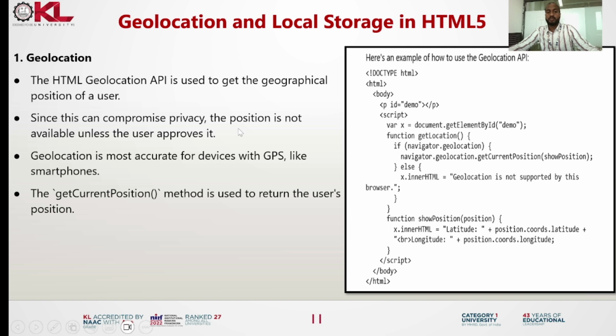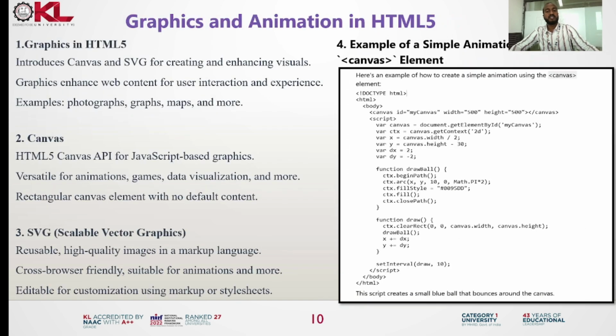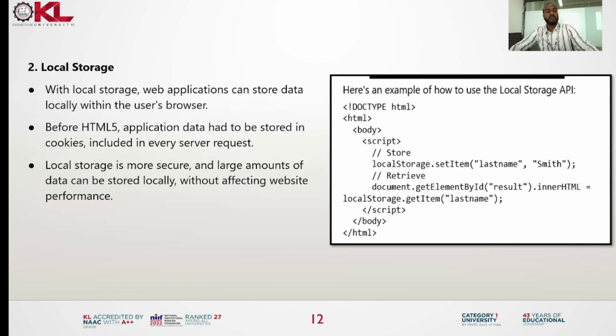Since this can compromise privacy, the position is not available unless the user approves it, right? Geolocation is most accurate on devices with GPS, like a smartphone. The getCurrentPosition method is what we are using to get everything, right? Here you just remember one point: we should know the latitude and longitude of a particular position. By making use of all these things, we can get the location of a person. This is an application we are now using in any smartphone. These enhanced versions are not available under any HTML version other than HTML5. So I hope you all understand.